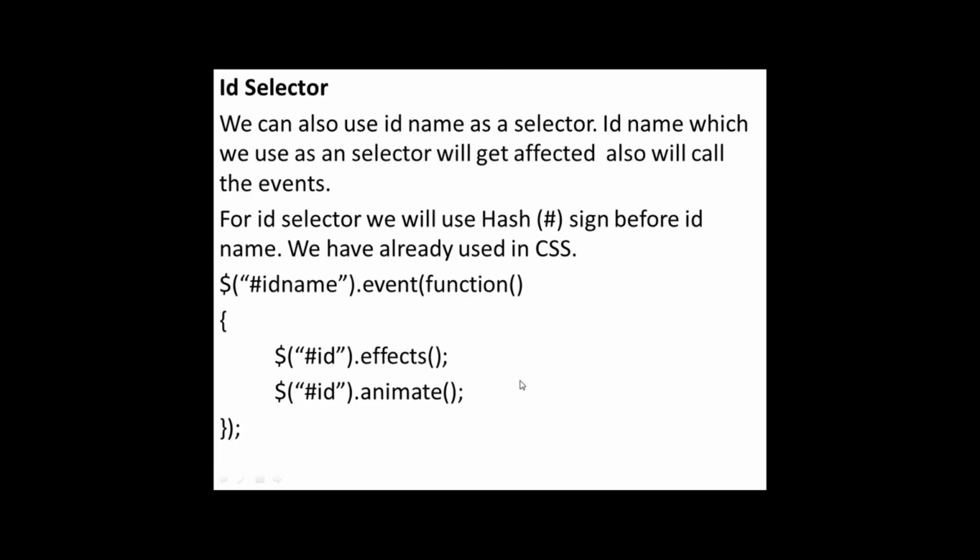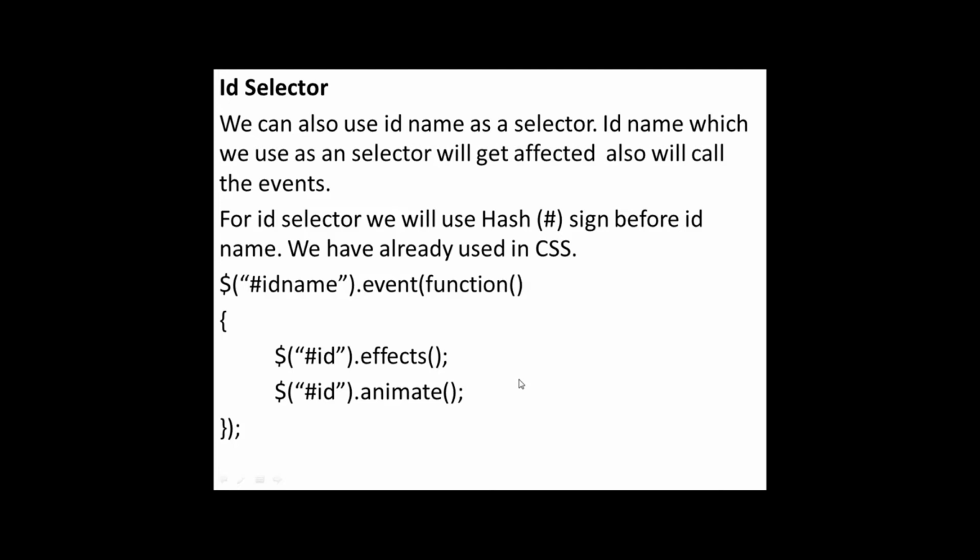Third one is the ID selector. We can also use an ID name as a selector. Same as the class name, you have to mention the ID in your HTML tag. After mentioning that ID inside the HTML tag, you can use that HTML tag as a selector in jQuery. So make sure first of all to define the ID inside the HTML tag, and then whatever ID you have mentioned in the HTML tag will be used in the selector.